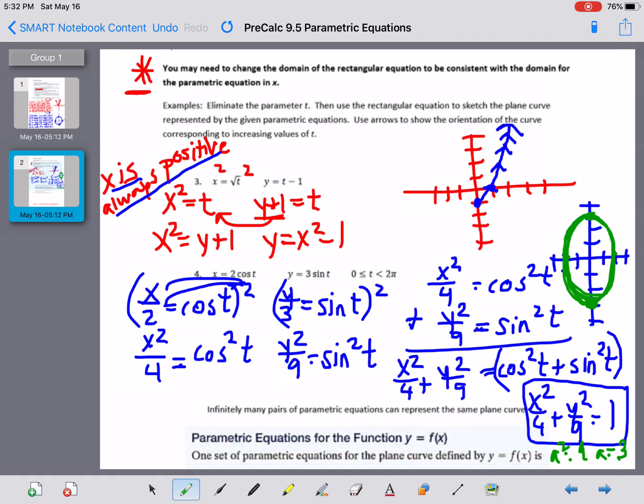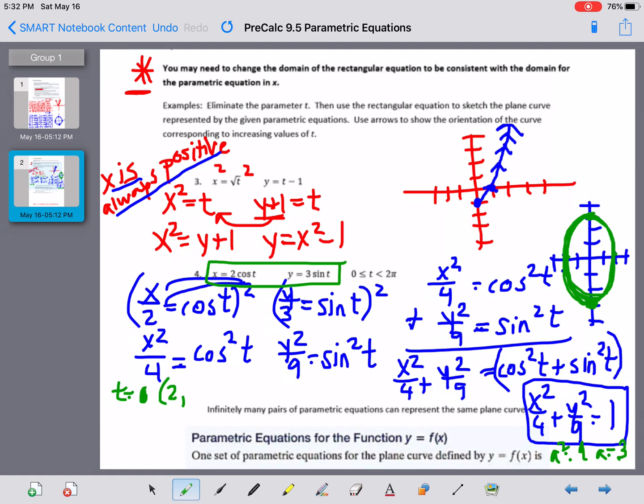I'm going to go look at these two right here. Okay, so let's just say I'm going to start with t equals 0. Well, if t equals 0, I plug in cosine of 0. Well, the cosine of 0 is 1 times 2 is 2, so that's going to give me a 2 for my x. For my y, the sine of 0 is 0 times 3 is 0. So my first value, let's go to 2, 0.